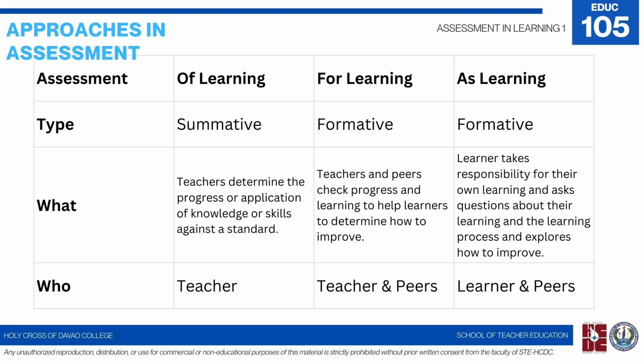Who gets to lead or be the character in these different approaches to assessment? For assessment of learning, it is mostly the teacher, although the ones who will be answering the assessment are still the learners. It is usually provided in a final or formal examination or in an authentic assessment, which we will be learning in Assessment and Learning 2. Assessment for learning is usually the teacher and the peers, since it is formative in nature. And assessment as learning is the learners and the peers.